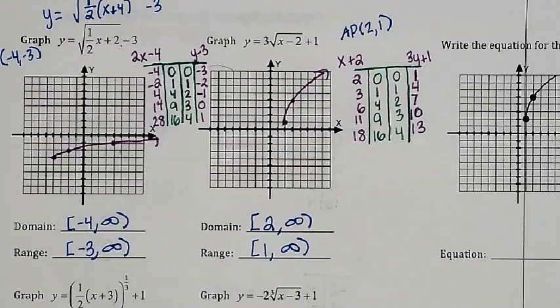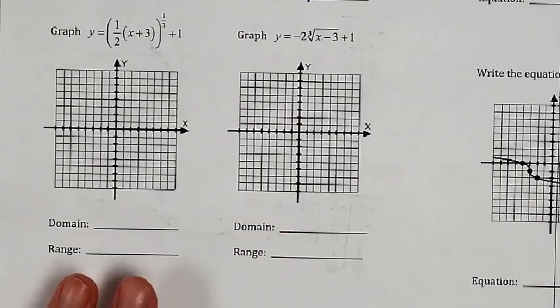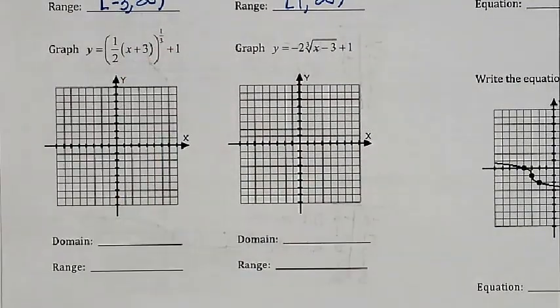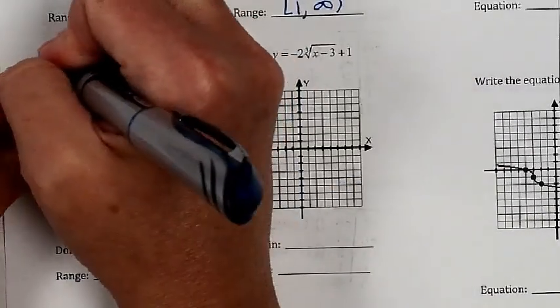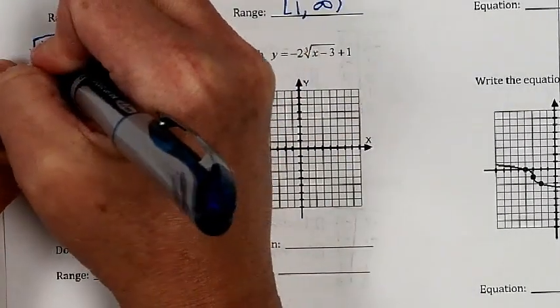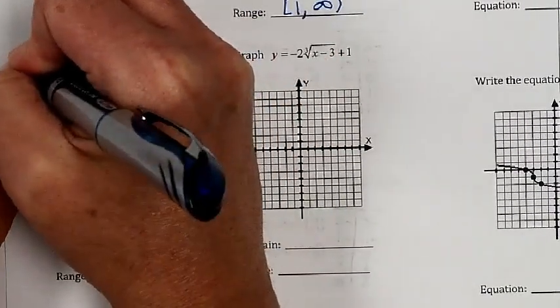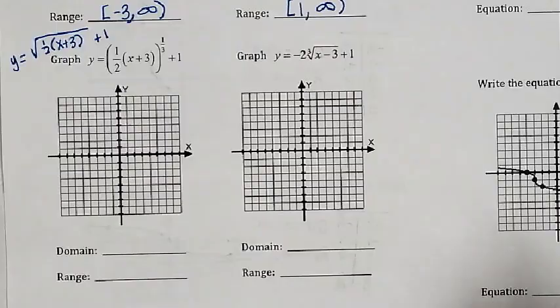Alright, let's look at the next two. Next one, y is equal to 1/2 times, in parentheses, x plus 3, and then all of that in parentheses to the 1/3 power, plus 1. Your 1/3 power is the exact same thing as the cubed root. So this is the same thing as the cubed root of 1/2 x plus 3, and then plus 1. So, cubed root, and with the 3 right there. So it's the same exact thing.